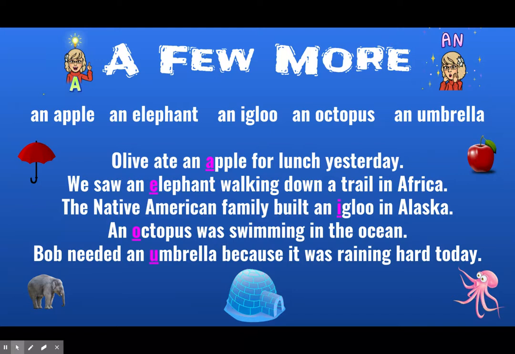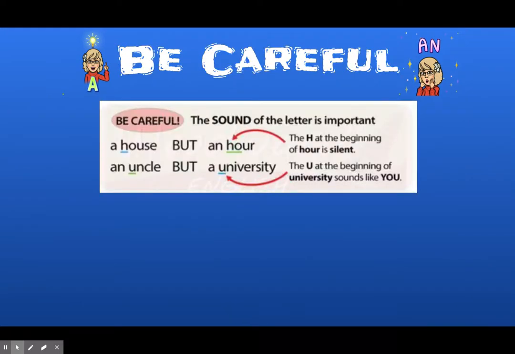Now let's look at some that kind of throw you off. So be very, very careful of these words. Not a lot of them, but they exist. The sound of the letter is important. The H can actually be silent at the beginning of some words, as in hour. So do you hear that? A house, you hear the H sound, but an hour, therefore, even though this begins with the H, you have to use the article an.